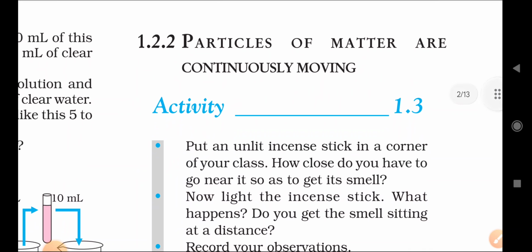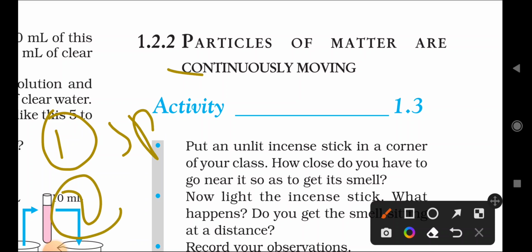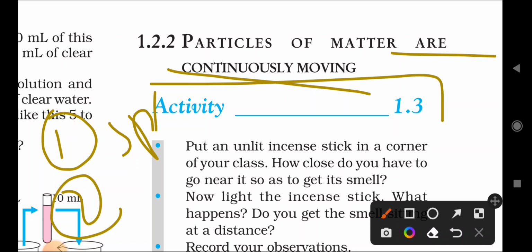Next, particles of matter are continuously moving. The first point is that particles have space between them. The second point is that particles are continuously moving. What does continuously moving mean? To understand this, you have to do the activity again, activity 1.3. Put an unlit incense stick in a corner of your class.